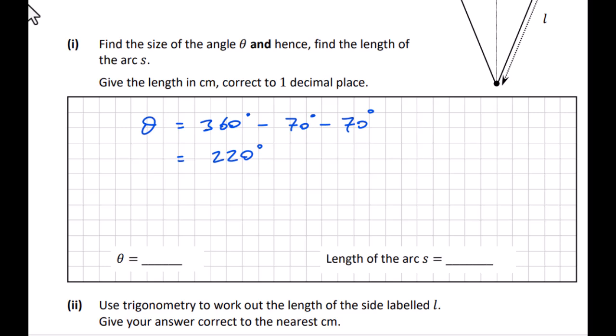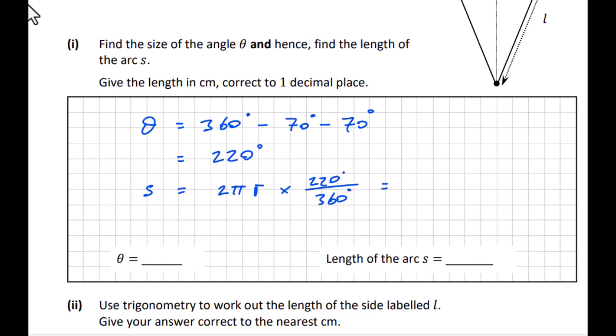So the length of the arc, they call it S, is going to be 2 pi r, which will give us the entire circle. We don't want the entire circle, we want a fraction of the entire circumference. That's 220 over 360 degrees. So that's the fraction of the entire circle that we're looking for. So let's do that.